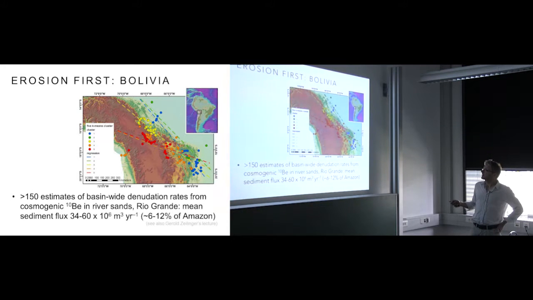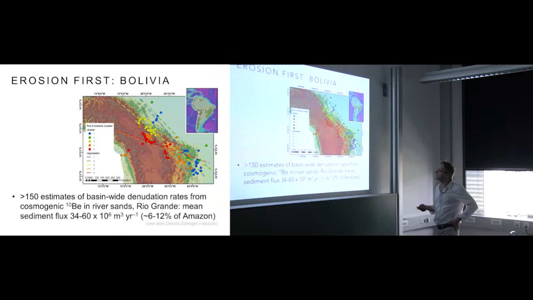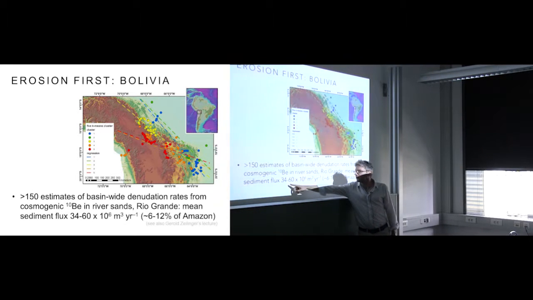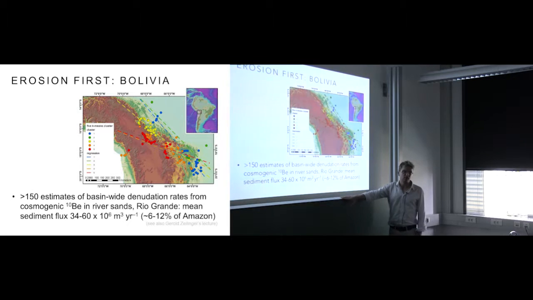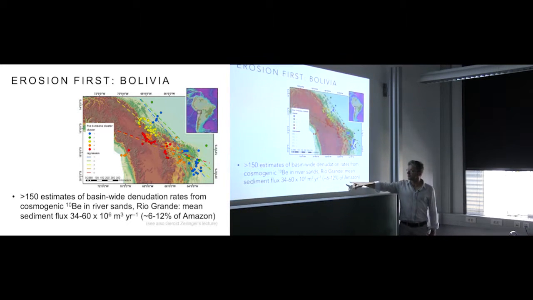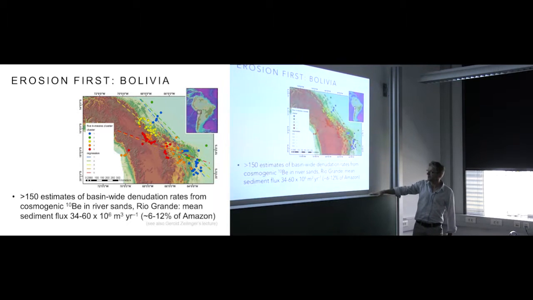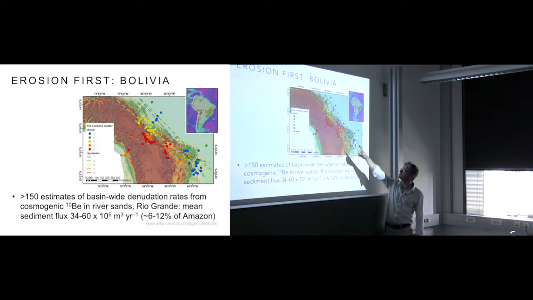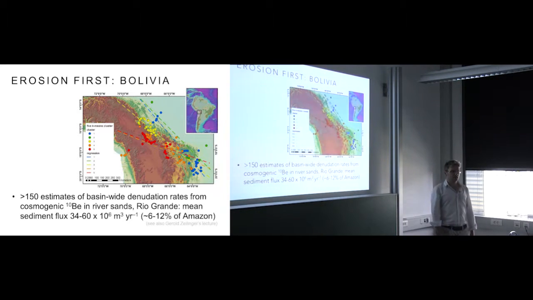This is the area that Gerald had sampled in the Rio Grande and La Paz rivers in the Bolivian Andes. And if you do your maths based on these denudation rate estimates, you find that about 34 to 60 million cubic meters per year are leaving the greater catchments into the Amazon. If you do the same method for the Amazon, which colleagues at GFZ have done, you can estimate then that this particular mountain catchment is contributing about 10% plus minus in terms of the whole flux of the Amazon.